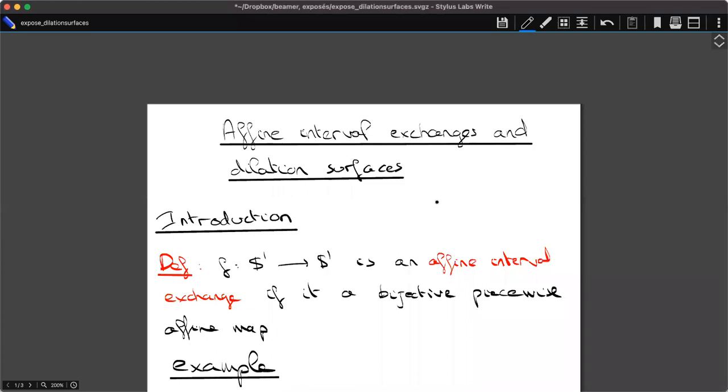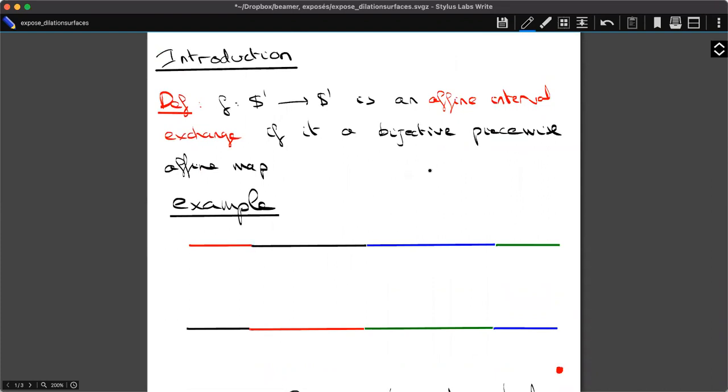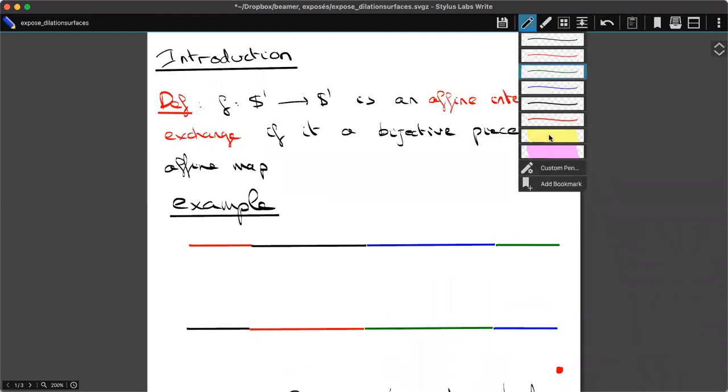So let me start with a definition. Actually, that will be one of the main characters of this talk. An affine interval exchange is just a map from the circle to itself, or equivalently the interval, if you prefer. It will not change much, and which is bijective, one-to-one in English, and a piecewise affine map. This is just a definition, and I have illustrated it with an example. Here is a common way to represent such a map. So let me draw what the map does actually.